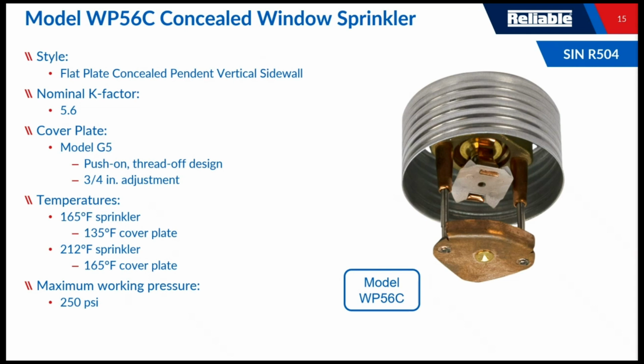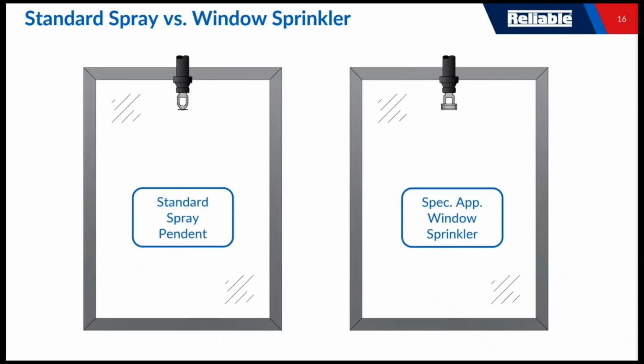Now, these products exist because when you try and think about using a sprinkler to protect a window, standard spray sprinklers create what we often refer to as an umbrella shape pattern, and they're really good at wetting floors and walls.